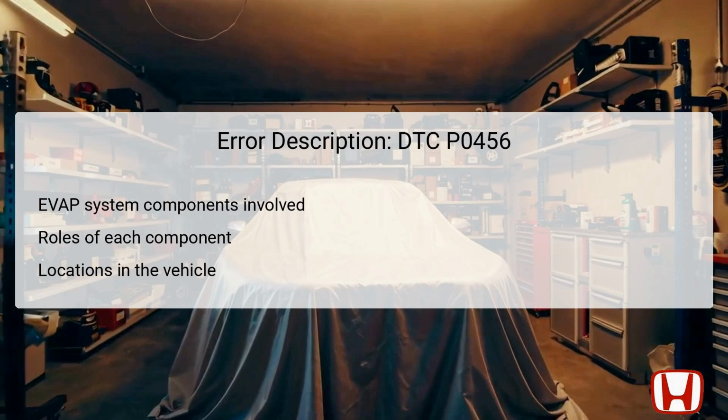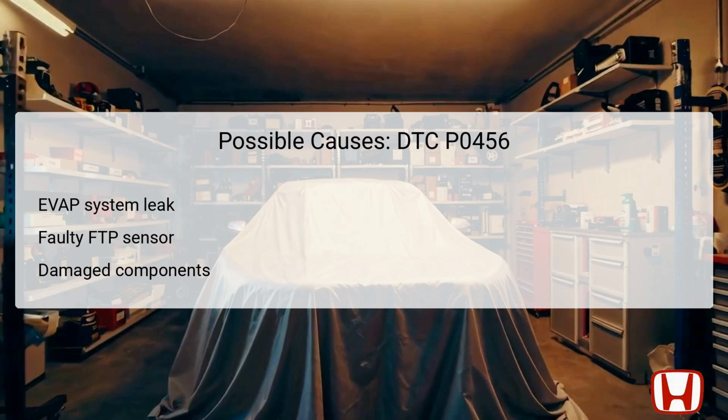The EVAP system's functionality relies on detecting changes in fuel tank pressure, as monitored by the FTP sensor. When the engine is off, the pressure should stabilize, indicating no leaks. A deviation from expected pressure values can result in the detection of a very small leak, which will trigger DTC P0456 for further investigation.